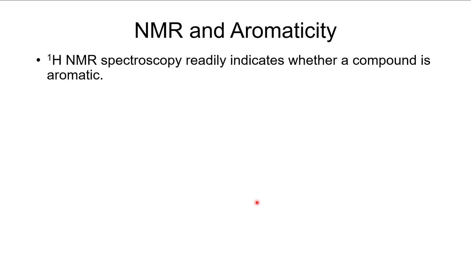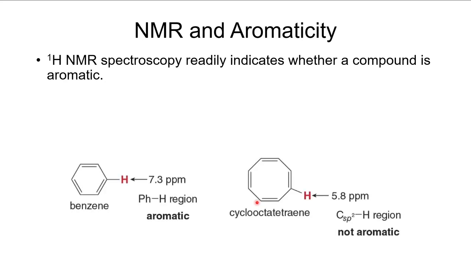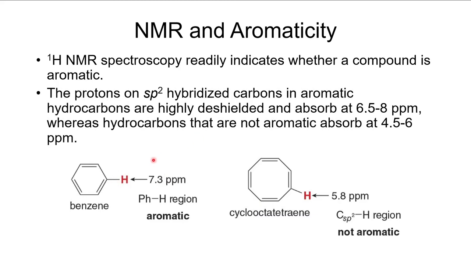One way that we can use to distinguish between something that is aromatic and something that is not aromatic is to look at the NMR. In the NMR, because of the aromaticity, we will find that the hydrogens on an aromatic ring are highly deshielded. And because they're highly deshielded, they're moved fairly far downfield in the 6.5 to 8 parts per million range. A typical benzene hydrogen is going to have a chemical shift of about 7.3 for regular benzene. It's going to be down there in that range.